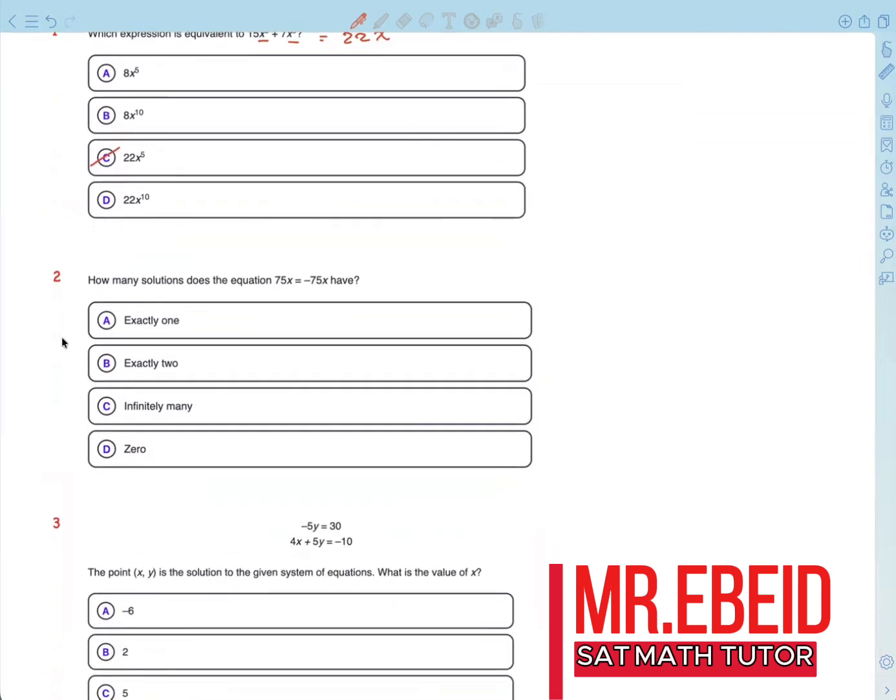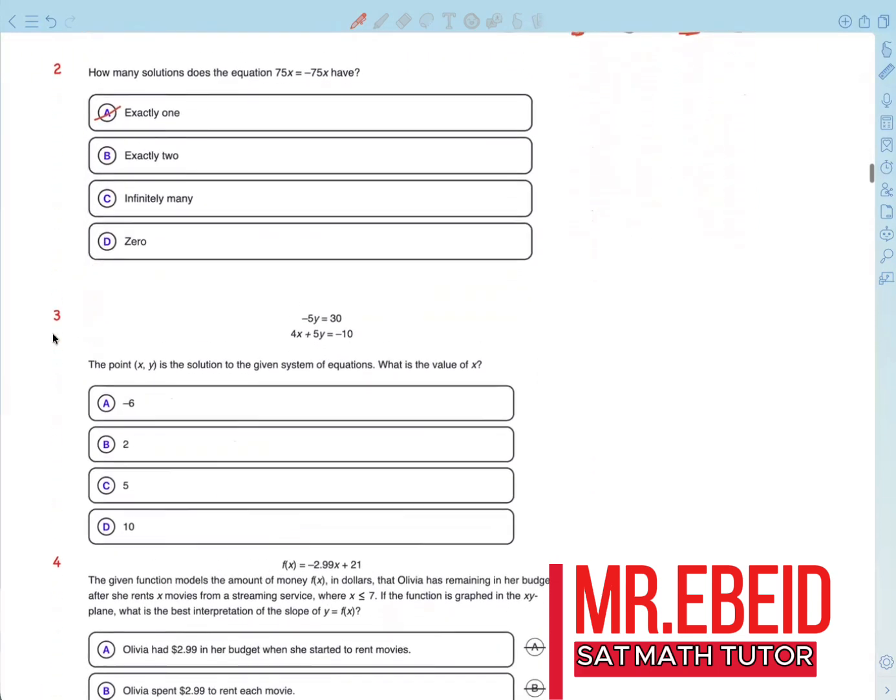How many solutions does the equation 75x equals negative 75x have? If you have an equation like this, for example, 3x plus 4 equals 5x plus 4, if the coefficients of x are different, whatever the constant terms are, it means we have only one solution, so exactly one solution. So it's A. Let's move to question 3.